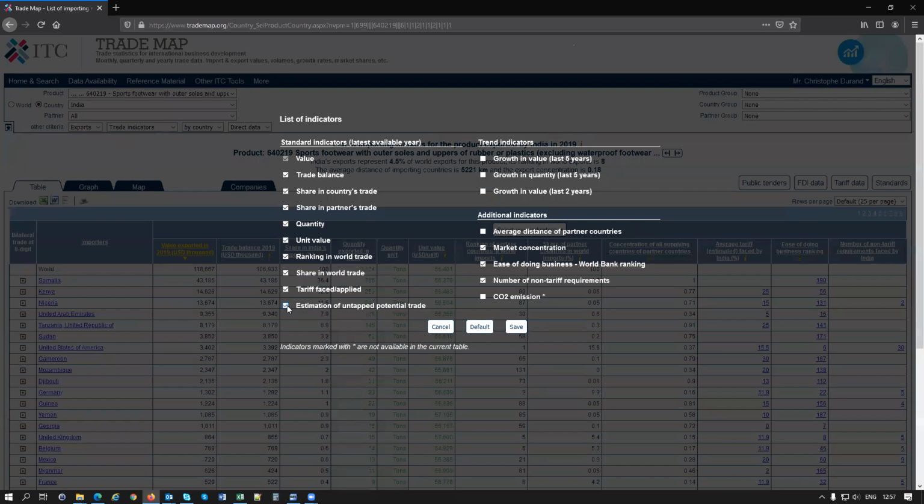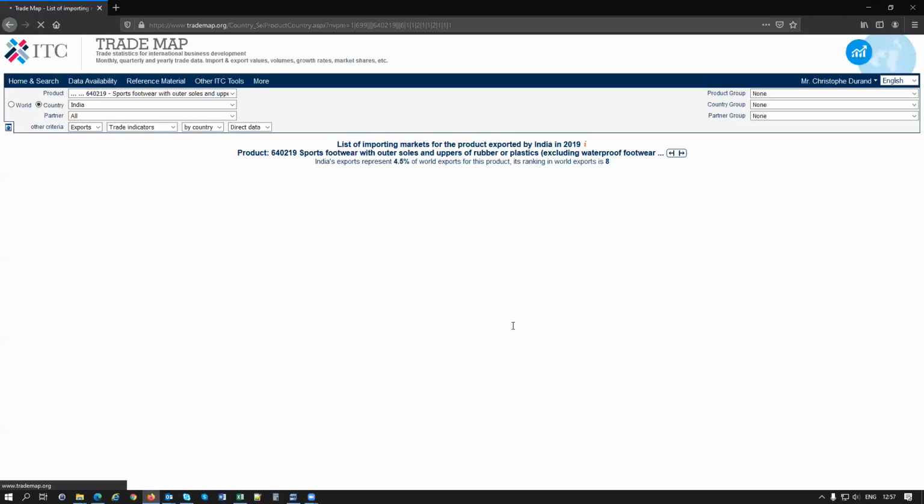So let me take this, right? The trend indicators, yes, I do want to have these, at least over the last 5 years. The growth over the last 2 years, okay, I'm just skipping that one. Market concentration, ease of doing business, okay, I'm just going to untick those last ones just because I want to keep my table lighter, but at one point I may have to look into those indicators as well. But let's start with something not too complicated. I'll save this. And here we go.